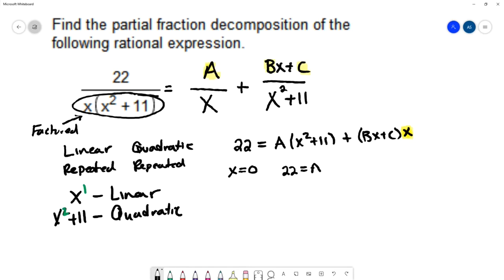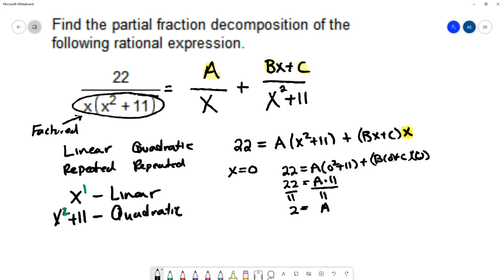22 equals A times 0 squared plus 11, plus B times 0 plus C times 0. So that cancels a bunch of stuff out and makes it easier for me to figure out the value of A. You have 22 equals A times 11, and all of this is 0. So we're going to divide both sides by 11, and we find that A is equal to 2.